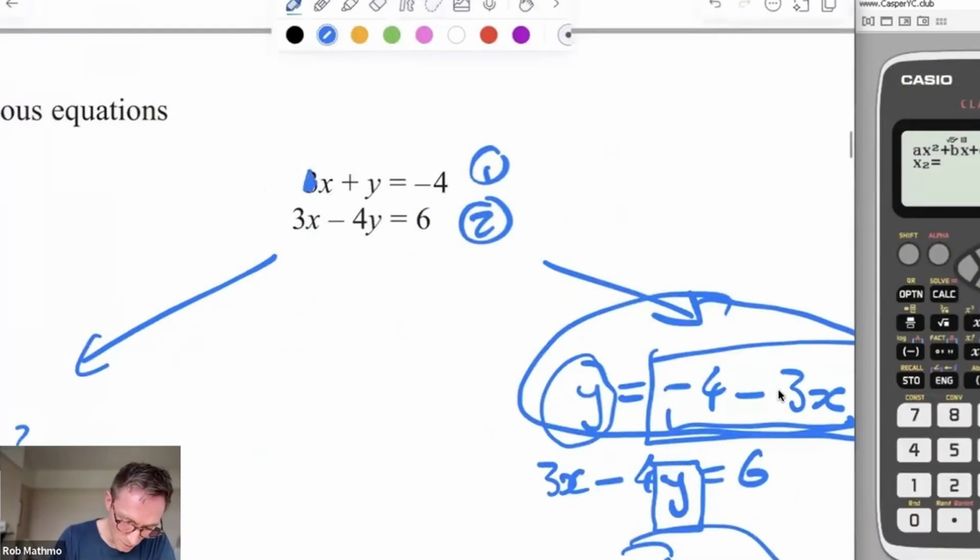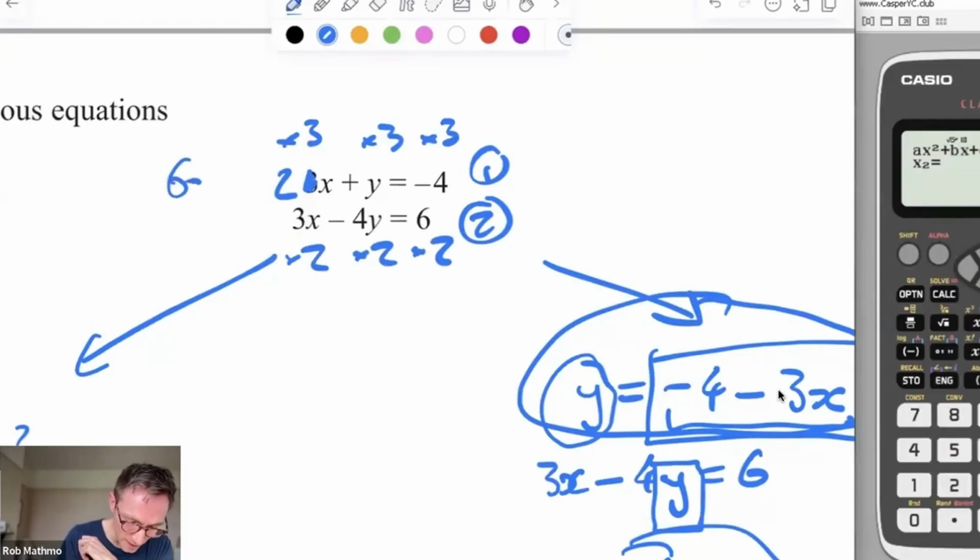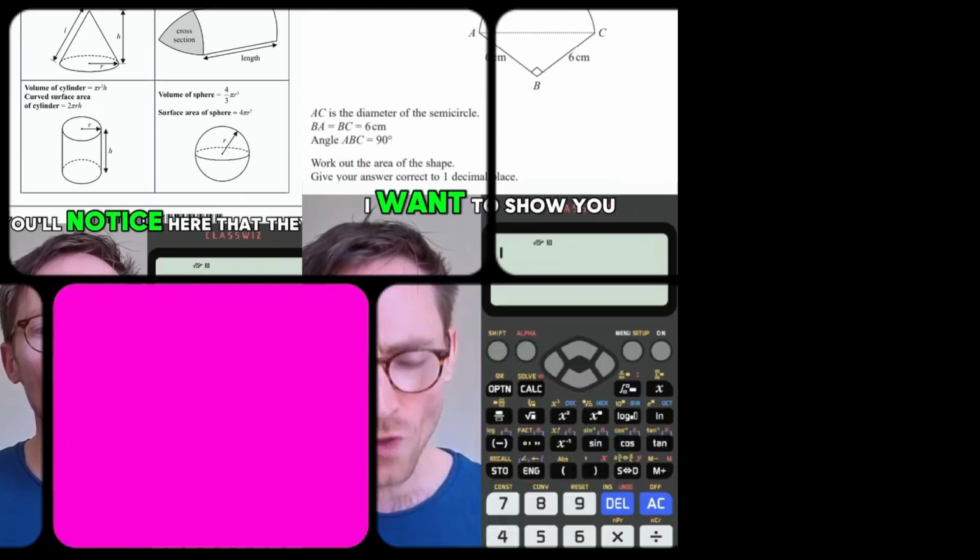So if this was a 2. Well, this is why I recommend you should do this technique where you just get the y by itself, because that's still the same. If you really want to use this technique where you try and get the coefficients the same, you have to times everything so that they are. So here you would times everything by 3 and times this bottom one by 2, because then both of these would end up being 6x. And then you can do that thing where you subtract them and they cancel each other out.